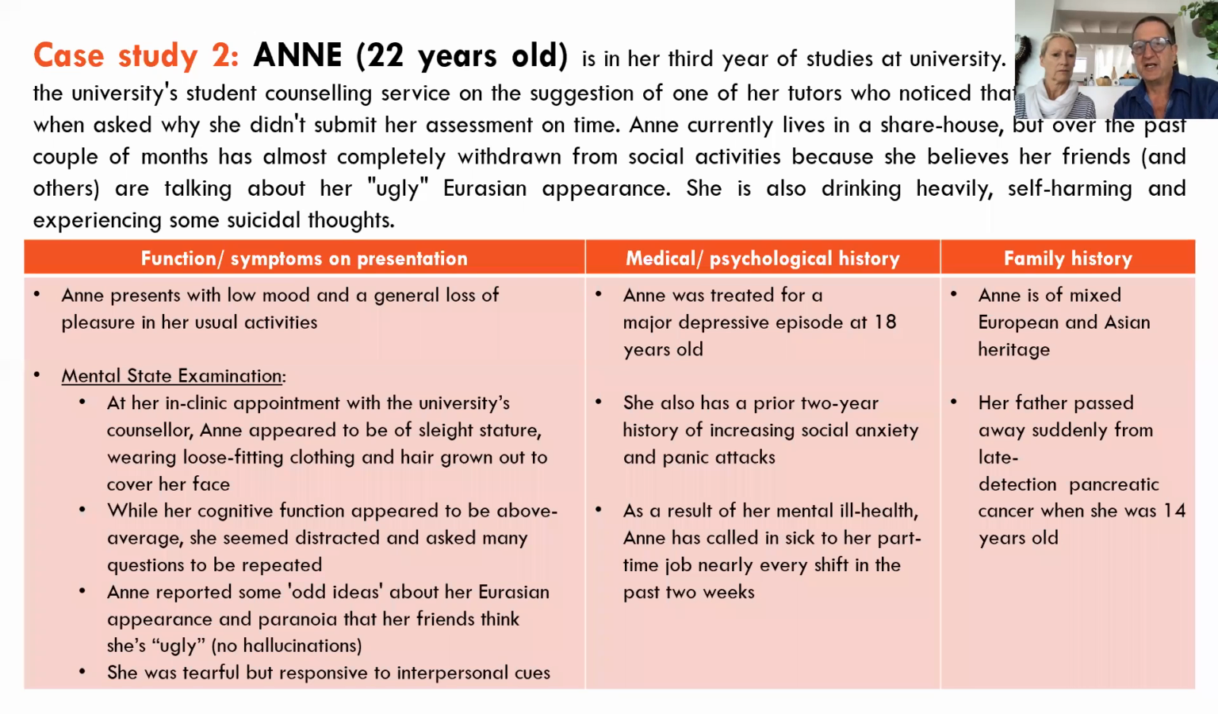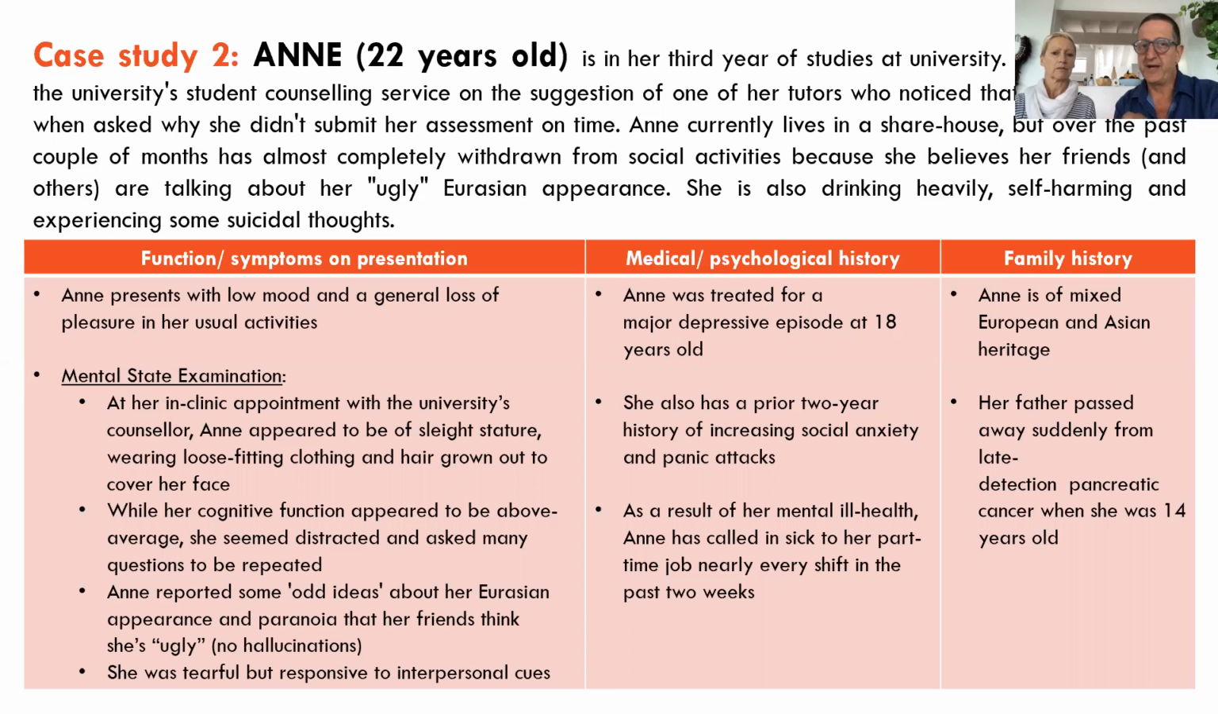Important in this situation, again, is the notion of her mental state. She's slight. She's wearing loose-fitting clothing. Her hair is growing out to cover her face. She's more withdrawn. She's obviously bright, but she seems distracted, asking for many questions to be repeated, needing to go over the same materials, not so easy to interact with. She's reporting some odd ideas about her Eurasian appearance and some feeling that her friends think that she's ugly. There's no actual hallucinatory experience, but rather odd thinking about her appearance. She's tearful, but responsive to the interpersonal environment.